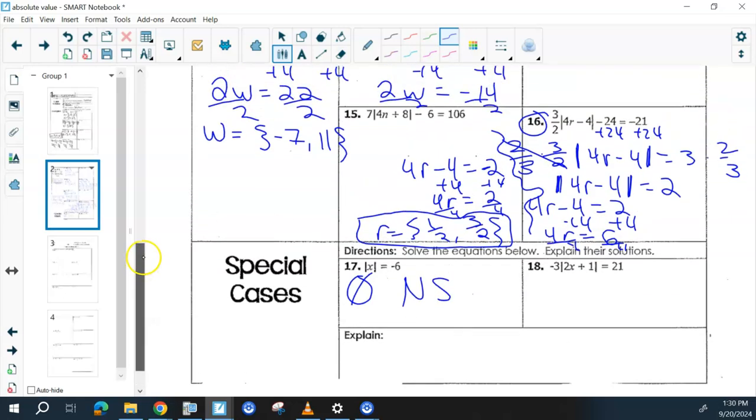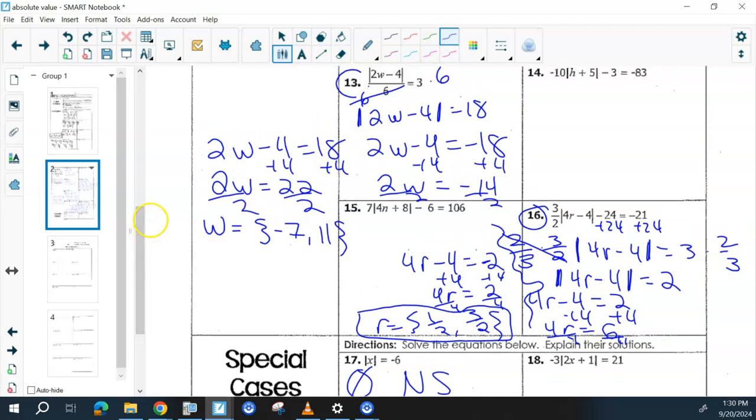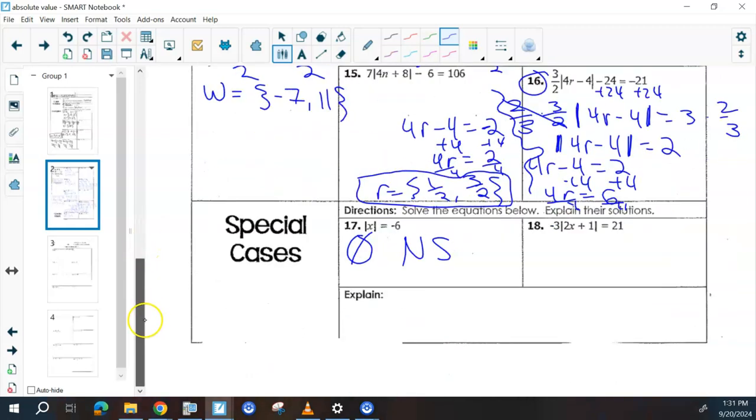So if we look back to some of our previous ones, this did equal a negative, but as we started to isolate it, it became a positive. So if you can solve it and that number becomes a positive, keep going. But if you isolate it and you get to this point, and this number is a negative, you can no longer solve it. It's no solution. Some of them won't look like it's no solution until you start to solve it, and vice versa.